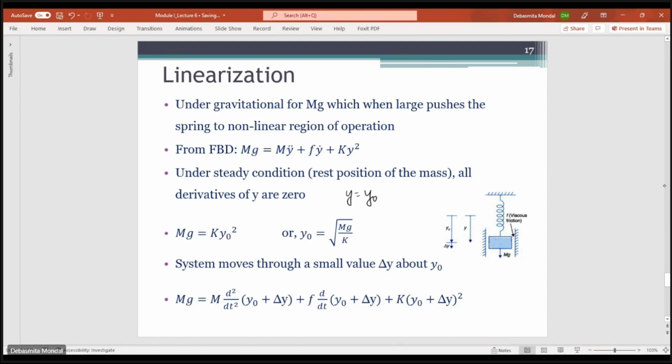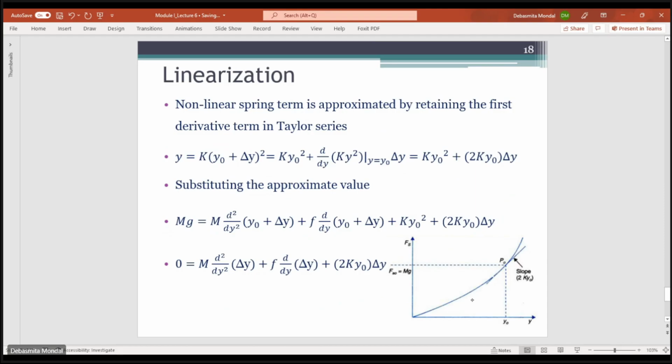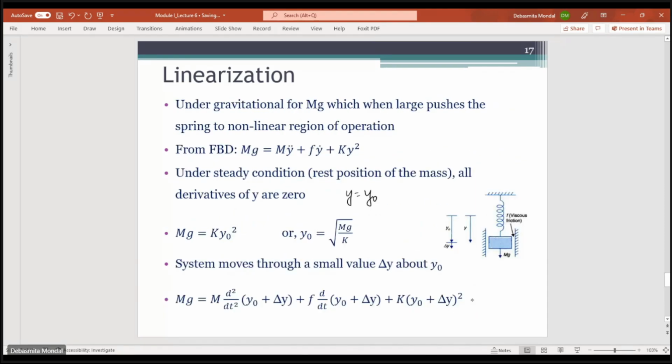Now let us say that the value of y changes by a small value delta y about this steady state condition y0. So from this equation you have to substitute y as y0 plus delta y, and the expression looks something like this. Here you see that this is the nonlinear term, k into (y0 plus delta y) whole square.